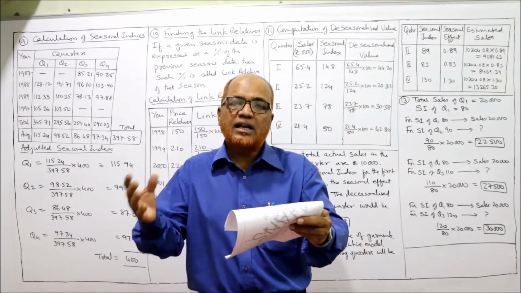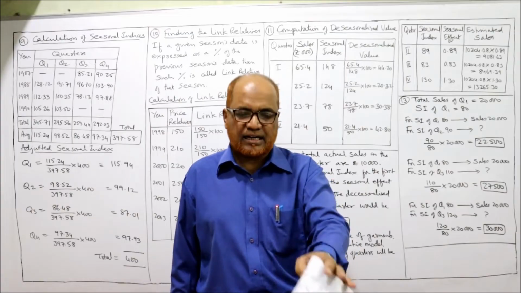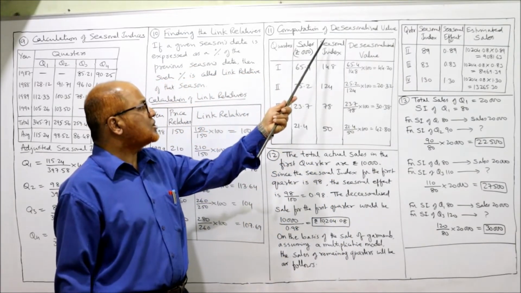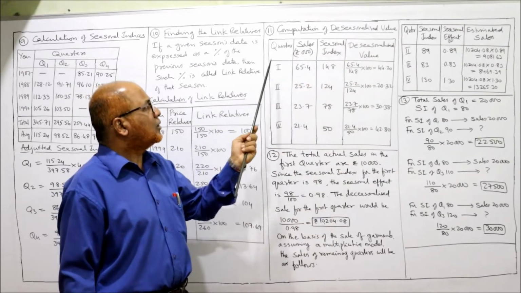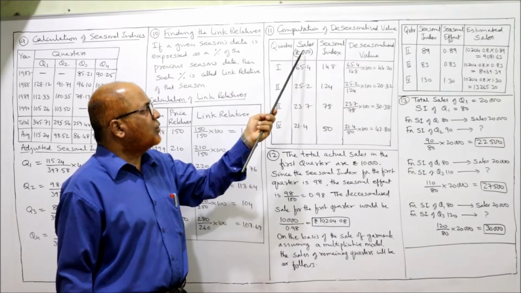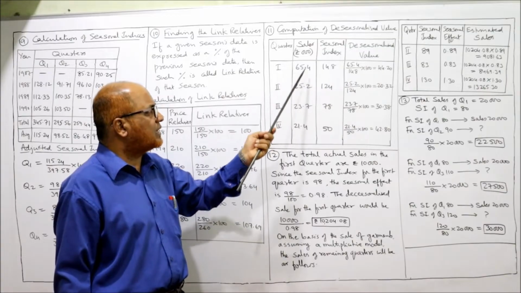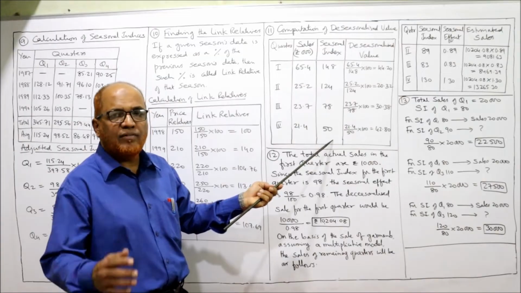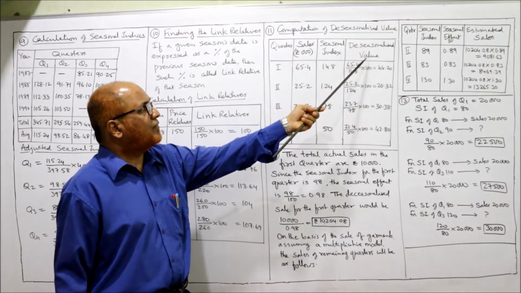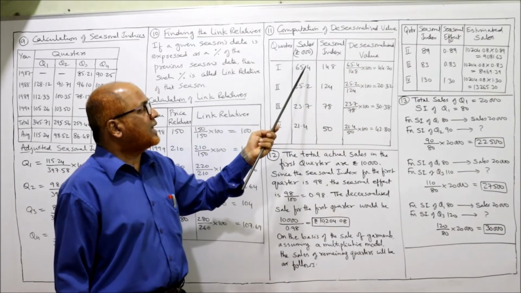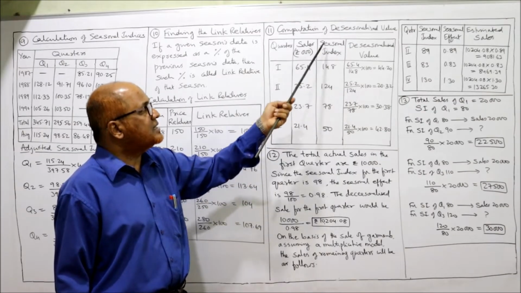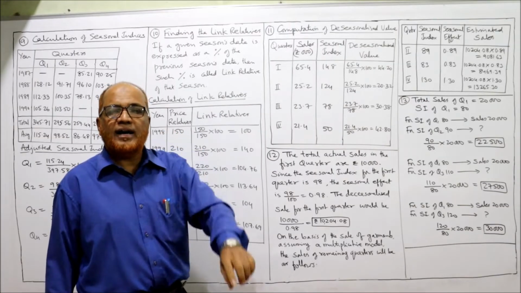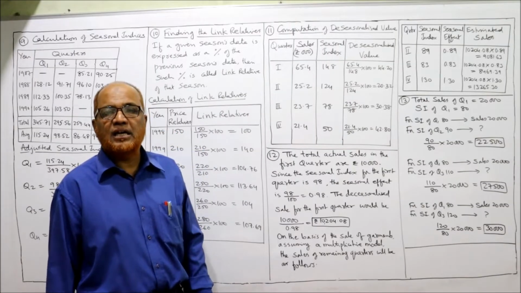Now we have to deseasonalize the sales data. How to deseasonalize? See here. Computation of deseasonalized value. Quarter 1, 2, 3, 4. Sales value in rupees in thousands, 65.4. These are the sales values given. Seasonal indexes are given in the problem. Now we have to deseasonalize. How to find the deseasonalized value? Take the actual value divided by the seasonal index into 100.